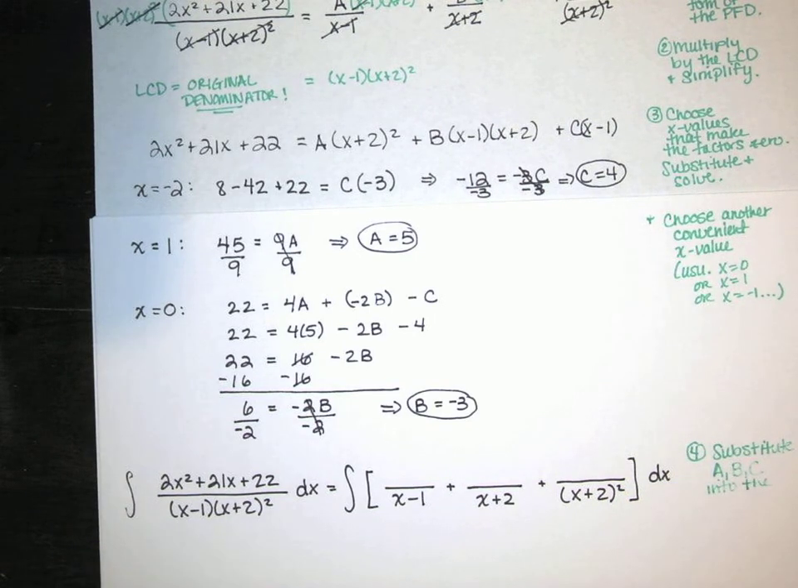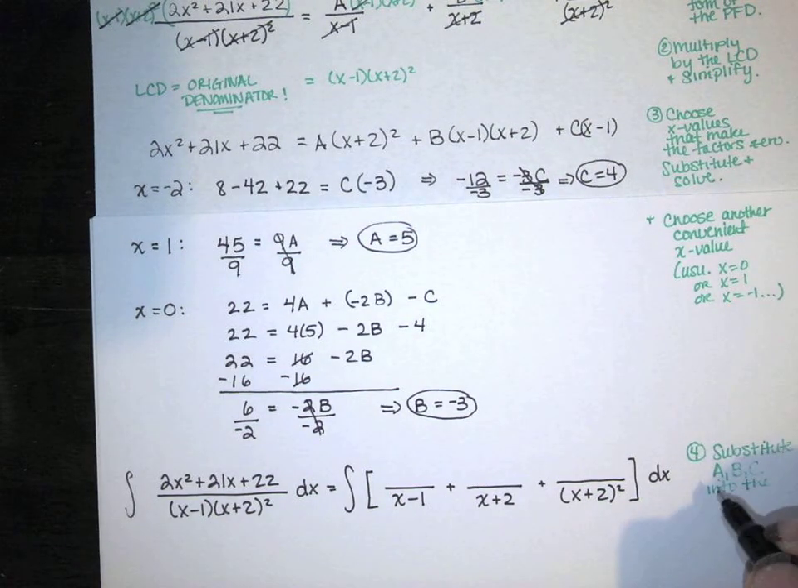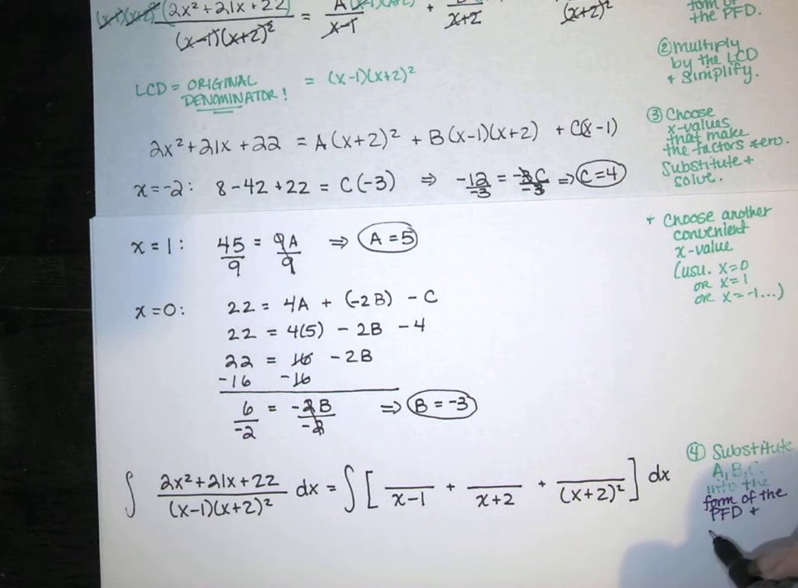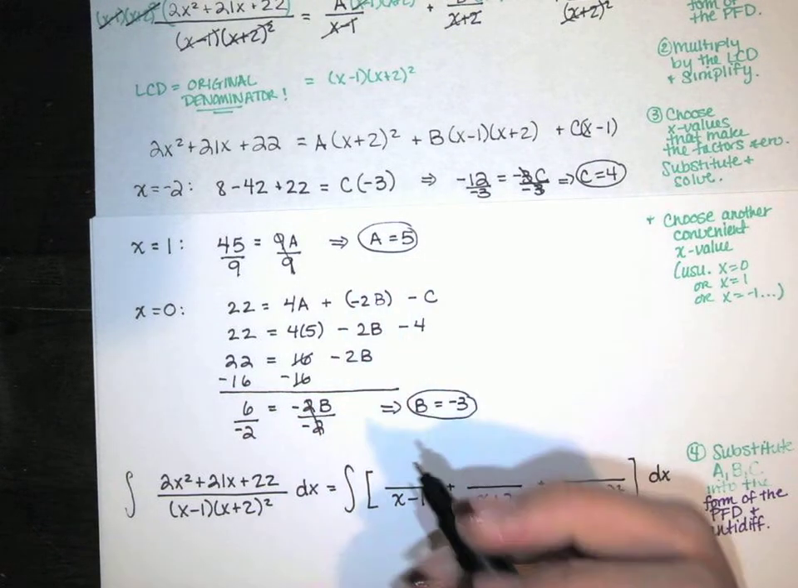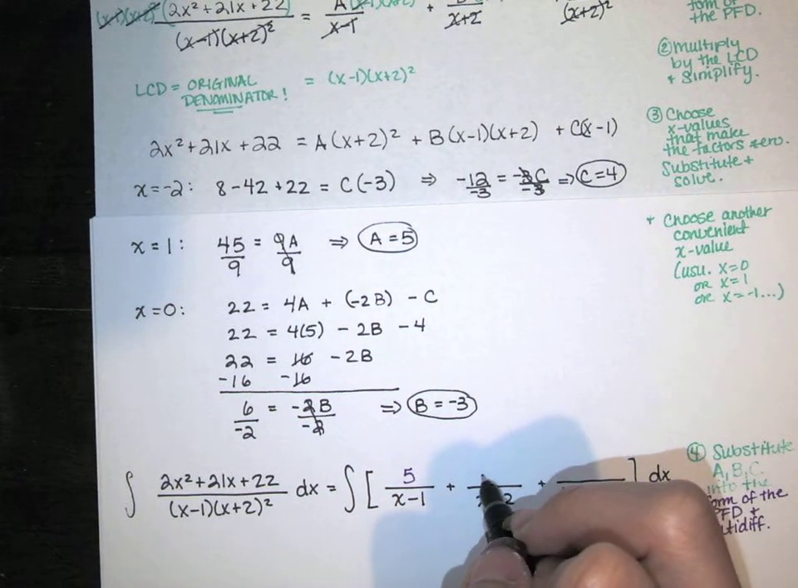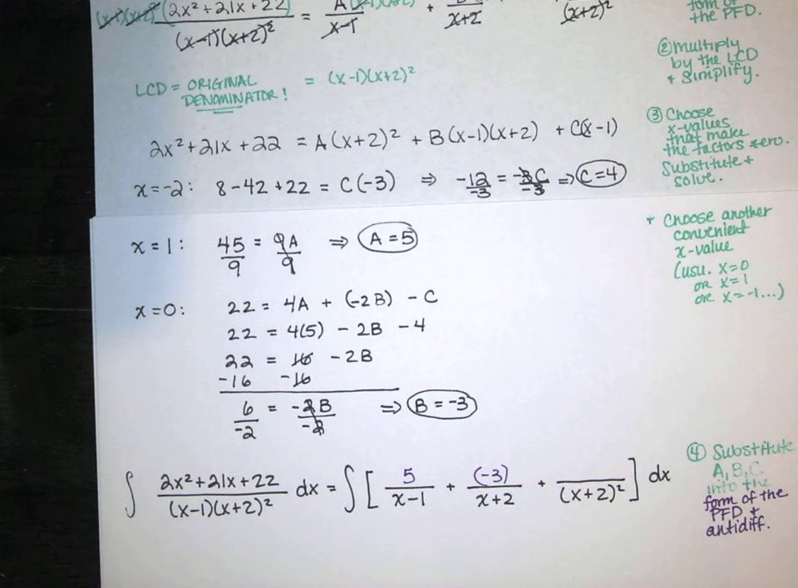My marker's given out on me. Use purple now. and then we'll antidifferentiate. All right. A was 5. B was -3. You could call that -3 if you want to. I just wrote plus -3 because I'm just plugging B right in. And then C turned out to be 4.